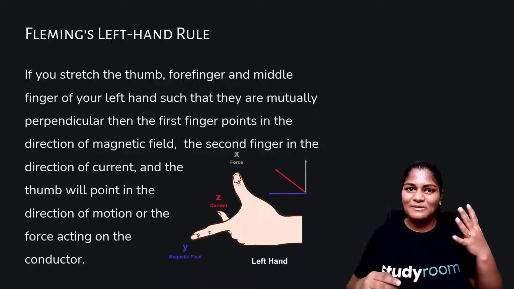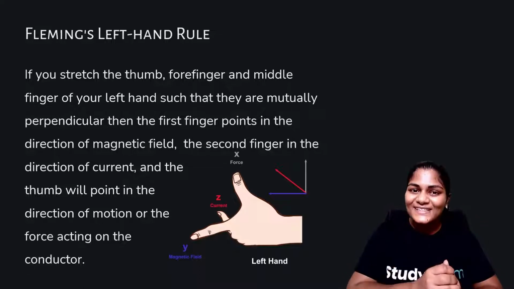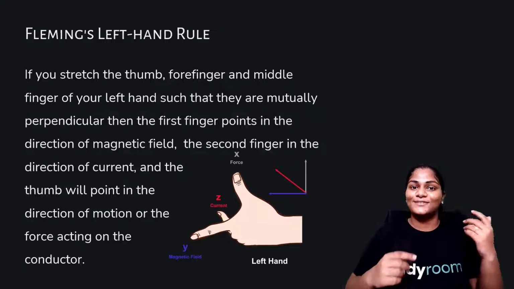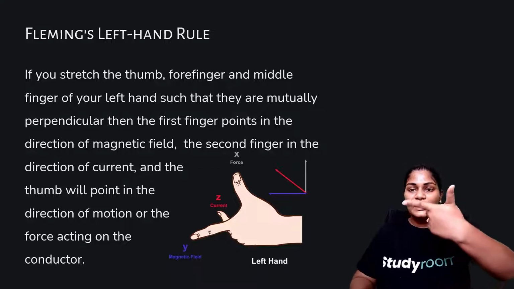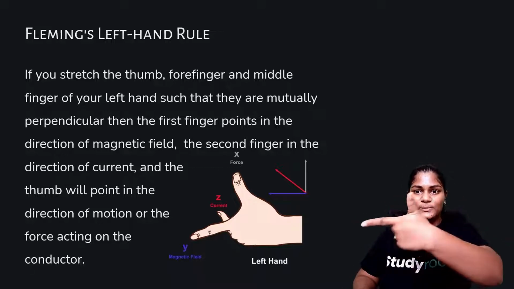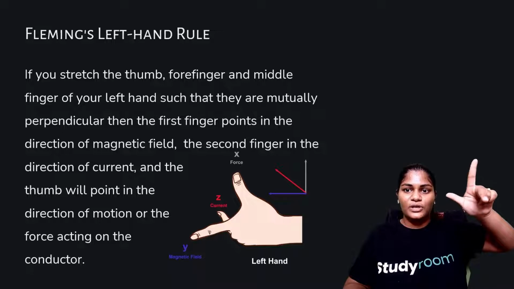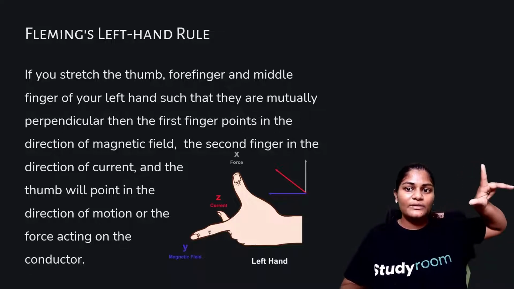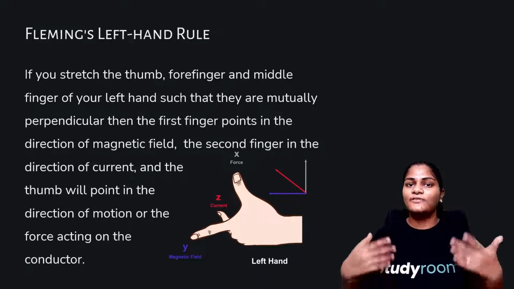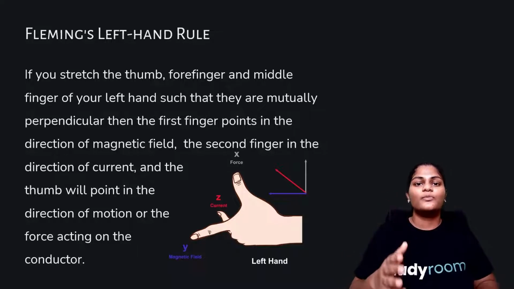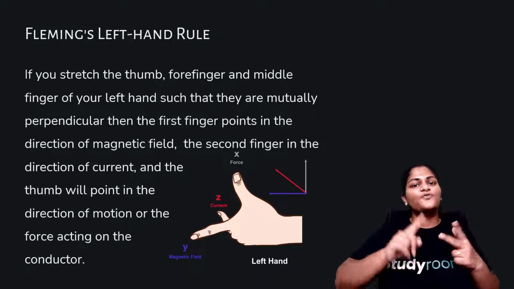Oh, that was pretty much of an exercise. So that is how you hold your fingers in the case of Fleming's left hand rule. It looks like this. You should be able to see it from all directions now. This is how we hold our fingers for Fleming's left hand rule. Now, we are going to see what each finger means.